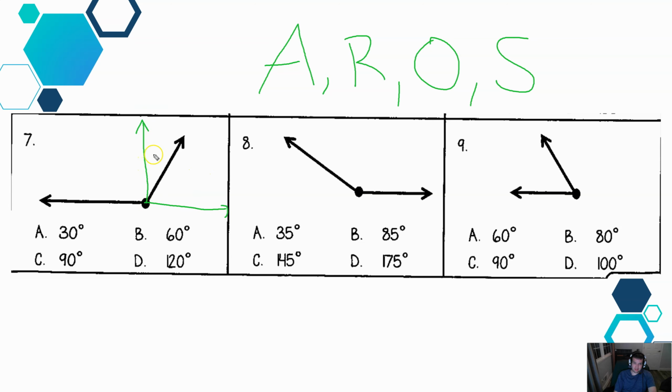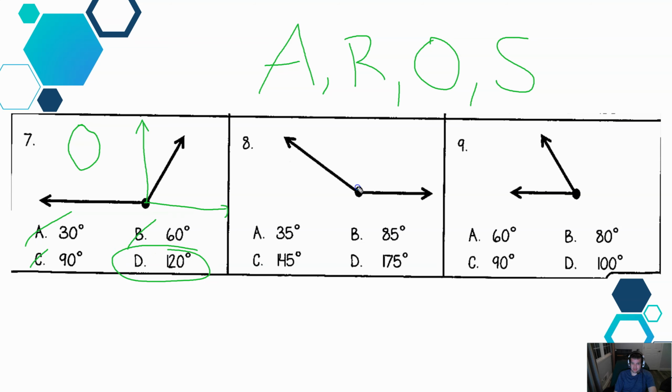You can obviously tell it's bigger than 90, but it's less than 180. This is what we would call an obtuse angle, right? So we know it's not A, we know it's not B, because those are acute. We also know it's not C, because that's a right angle. So the only one that's left would be D, 120 degrees. We don't have to really think much more on that one.